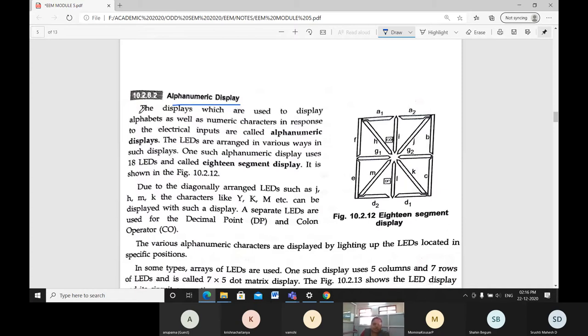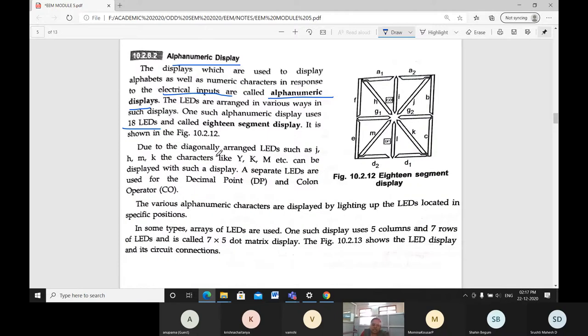Let's go through this. The displays which are used to display alphabets as well as numeric characters in response to electrical inputs are called alphanumeric displays. The LEDs are arranged in various ways, as shown in the figure. One such alphanumeric display uses 18 LEDs, and it is called an 18-segment display. 7-segment means 7 LEDs. Here 18 segments means an 18-segment display. They are given that name.